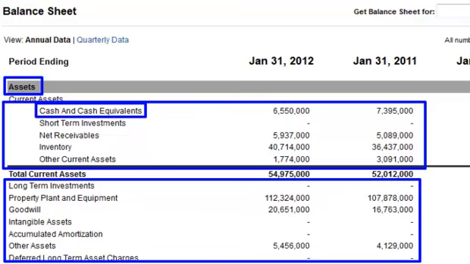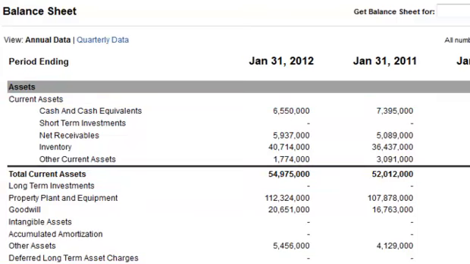Because it is the assets of a company that create the wealth for shareholders, it is very important that investors spend some time looking at the balance sheet to analyze the assets of any company they may be interested in buying. Again, a balance sheet can be found anywhere.